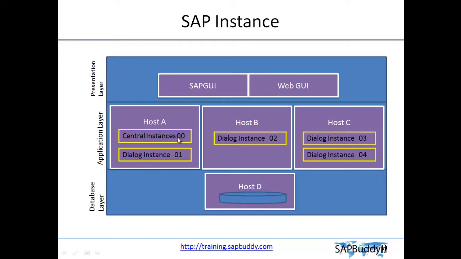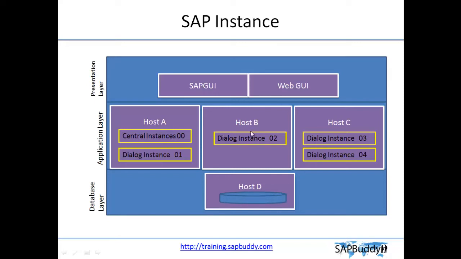Each instance will have its own instance number. You can see here it is 00, and you have 01. Then you have another host which will have only one dialog instance, which is 02. Then you can see host C which has two dialog instances. Now you can think why host B has one dialog instance and why host C has two. This depends on the hardware capacity of each host.